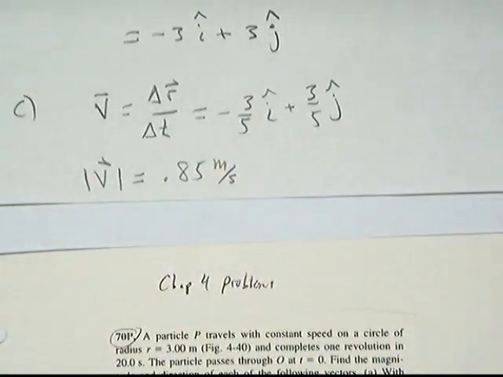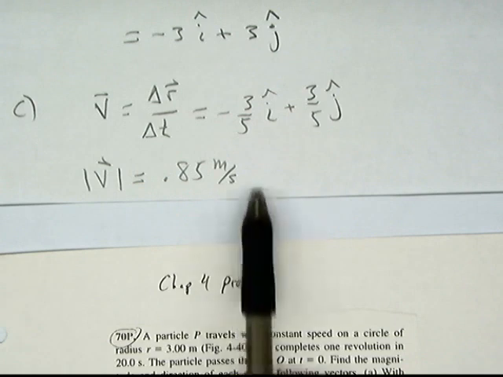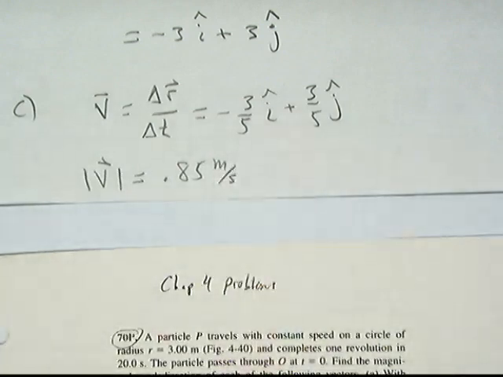So 3 squared plus 3 squared is 9 plus 9 is 18. So the square root of 18 is the displacement magnitude. I should put that in. Anyways, the magnitude of the velocity vector is squared, add them, take the square root, right? Am I fooling anybody by that?